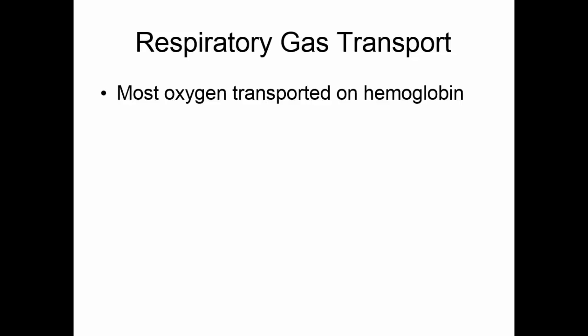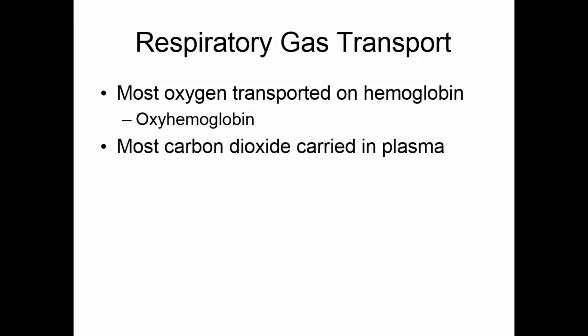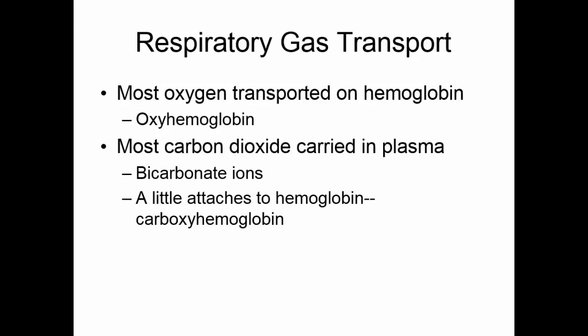Once we have the gases in the blood, they have to be transported. Most of the oxygen attaches to hemoglobin, making oxyhemoglobin. This is what makes oxygenated blood a bright scarlet red. Most of the carbon dioxide is carried dissolved in the plasma as bicarbonate ions. Some of the carbon dioxide will attach to hemoglobin.